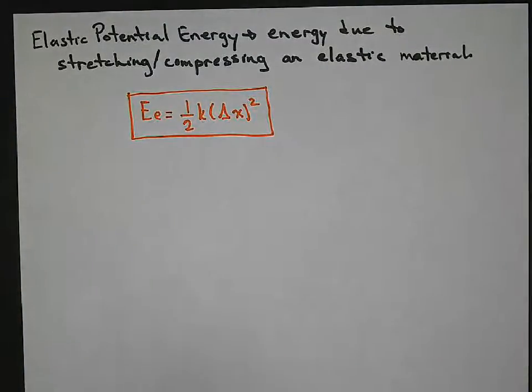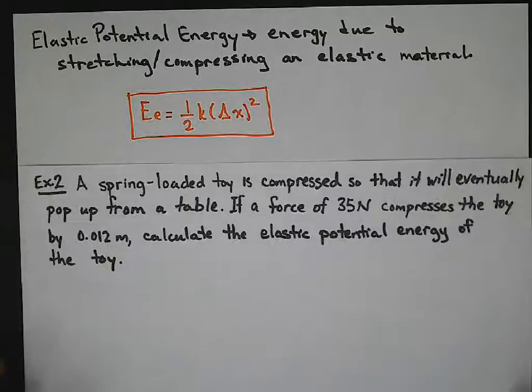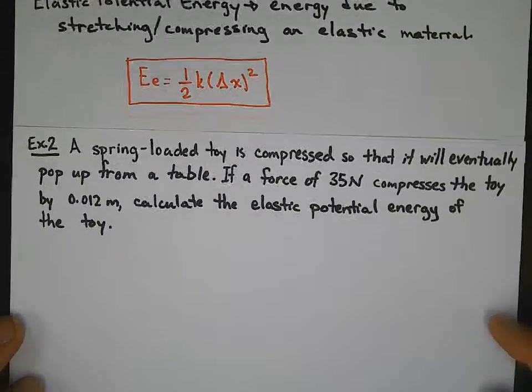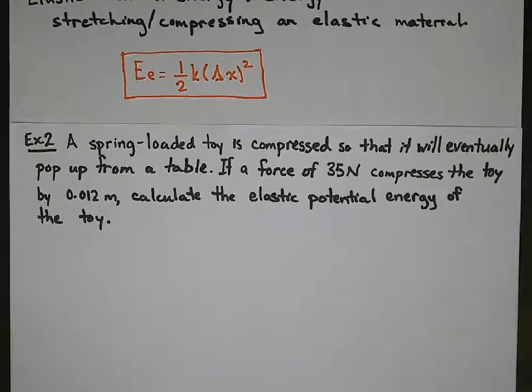And using this formula, say, for example, in a case when we have a spring-loaded toy, maybe, and this spring-loaded toy might be compressed, and it's going to eventually pop up from a table. And let's say it has a force of 35 newtons, and the toy pops up and is compressed by 0.012 meters. Calculate the elastic potential energy. How can we do so?